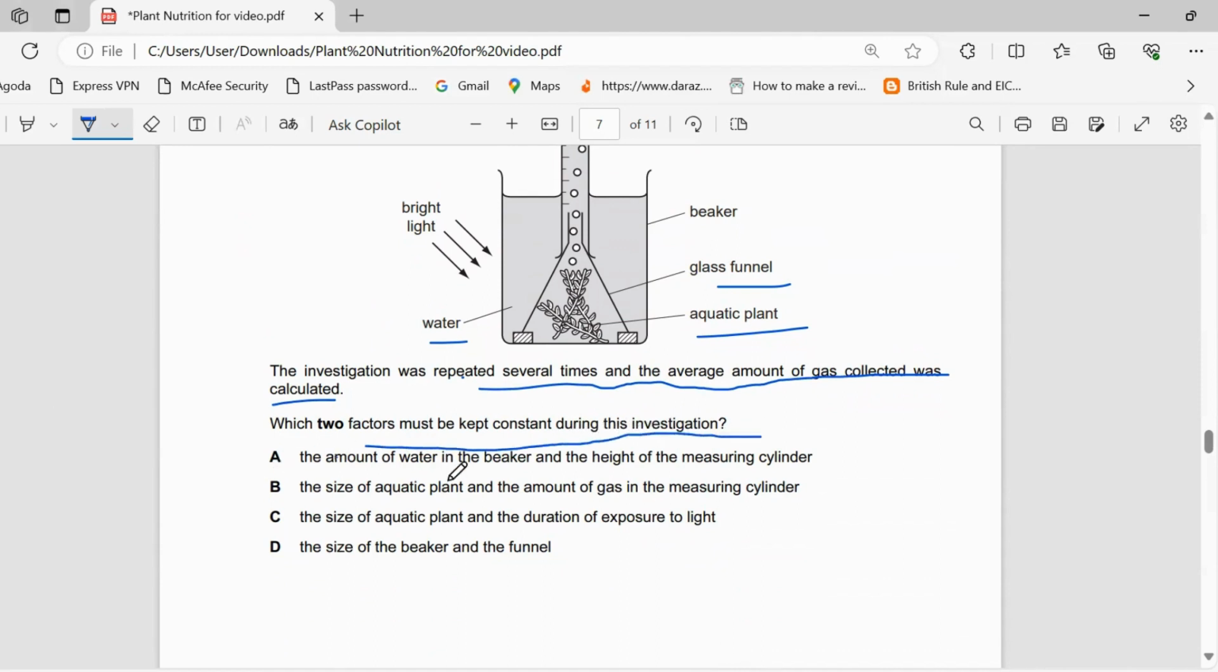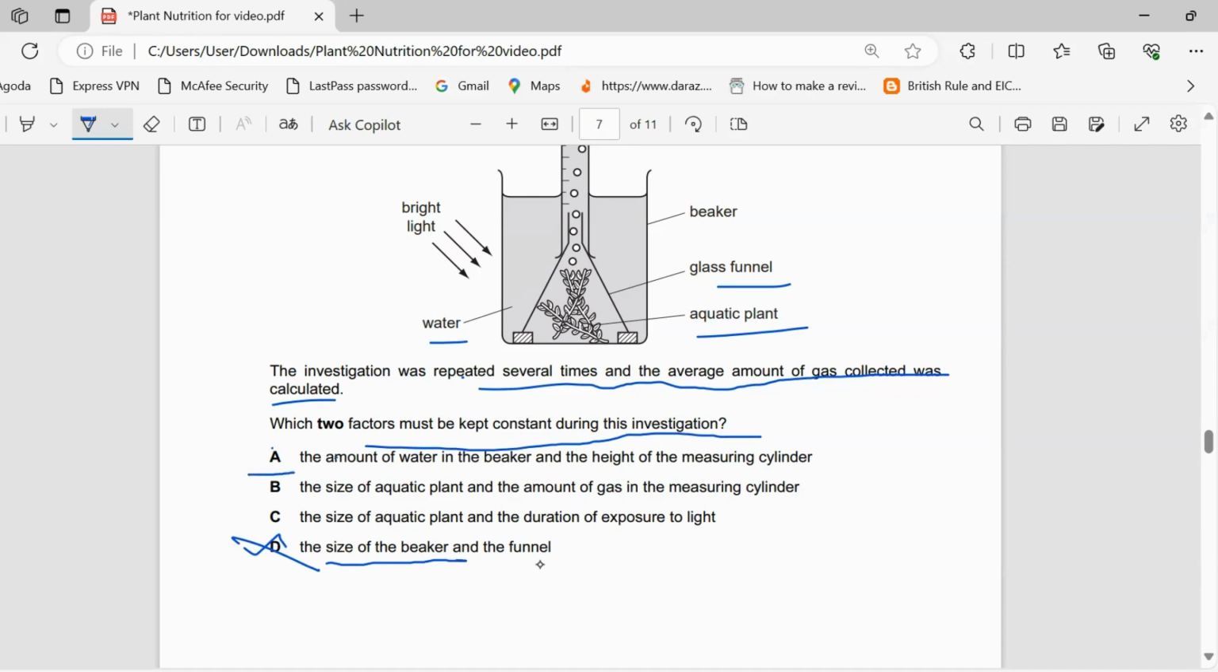The amount of water in the beaker and the height of the measuring cylinder; the amount of gas in the measuring cylinder and the size of the aquatic plant; the size of the aquatic plant and the duration of exposure to light; the size of the beaker and the funnel. So basically, if you see this last point, the size of the beaker, if the size is increased or decreased, it won't affect. So hence C is not the answer.